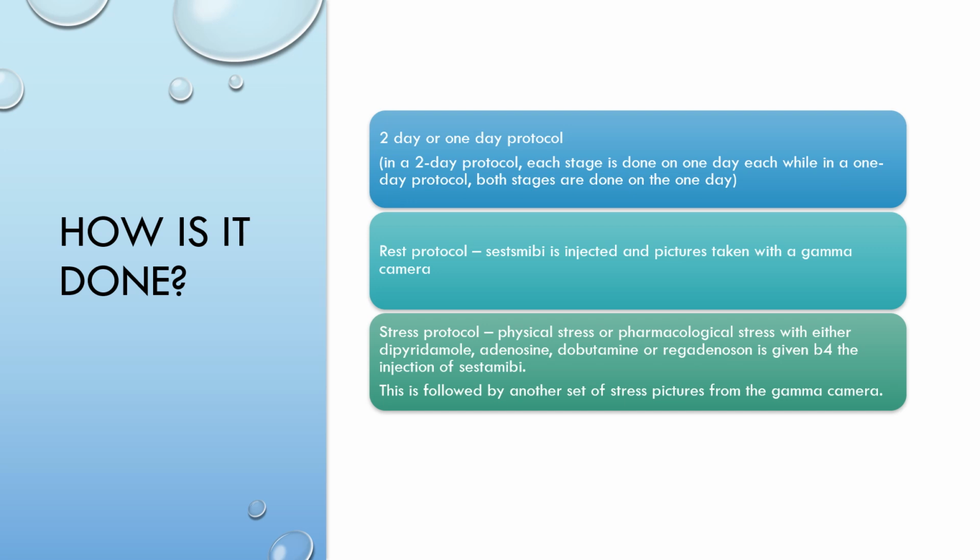Now for the rest protocol, the Sestamibi, which is a tracer, is injected and patient pictures are taken with a gamma camera. In a stress protocol, physical stress or pharmacological stress with either dipyridamole, adenosine, dobutamine, or regadenoson is given before the injection of the Sestamibi. This is followed by another set of stress pictures from the gamma camera.